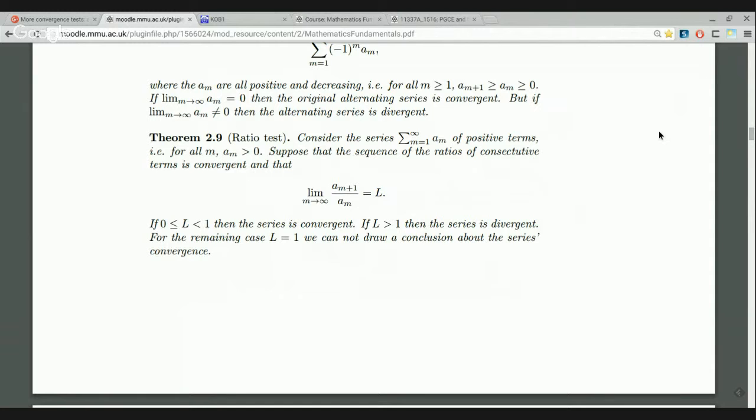But then that will mean that a_{m+1} is approximately L times a_m, just multiplying both sides of the approximation by a_m. So that will mean that if you wait around long enough, for large enough m, you look far enough out along the series, each term in the series is approximately L times the previous term. Now that's the behavior of a geometric series.